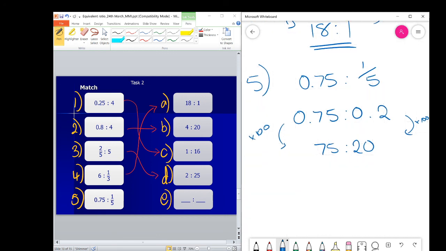Now I can see, technically I could put it in here, but really what they're asking for is the simplified form. So if I divide both sides by 5, so 75 divided by 5 is 15, 20 divided by 5 is 4. There are no other answers. So that one matches up with that one. Nothing goes into 15 and 4 together, so that's my answer.